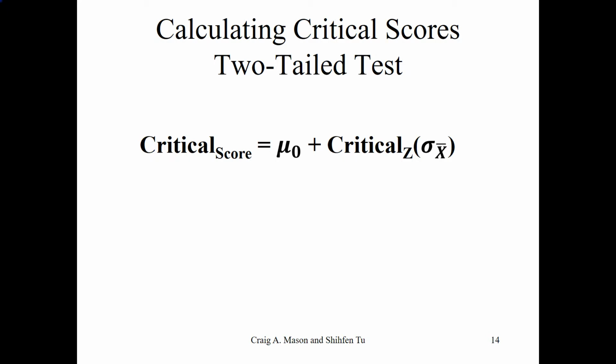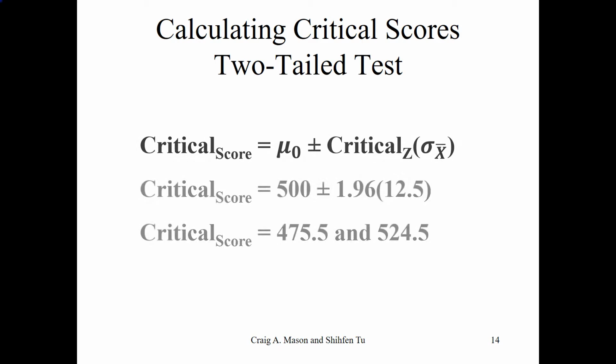Because we have a critical score in each tail, we need to modify the critical z formula slightly and replace our plus critical z times the standard error with plus or minus the critical z times the standard error. A little quick math and we see that the critical scores, the mean SAT scores we need to reject the null, are now 524.5 and 475.5. In other words, we reject the null if our sample mean is greater than 524.5 or less than 475.5.